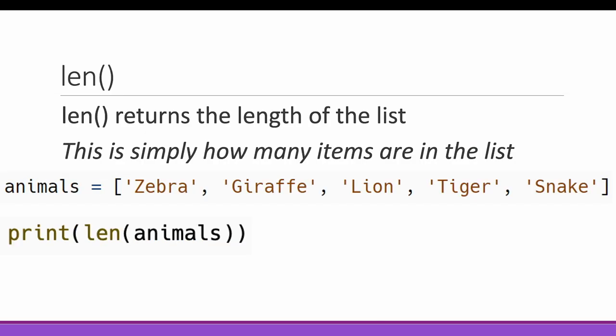We also have the length of a list. So len just returns how many items are in that list. So same list of animals, if we print the len of animals, so getting the length of that list, how many items are in that list? There are 5 items in that list, so the length is 5. Common confusion is that we start counting from 0, so a lot of students will say that the length of this list is 4, but it's just how many items are in the list, which in this case is 5.